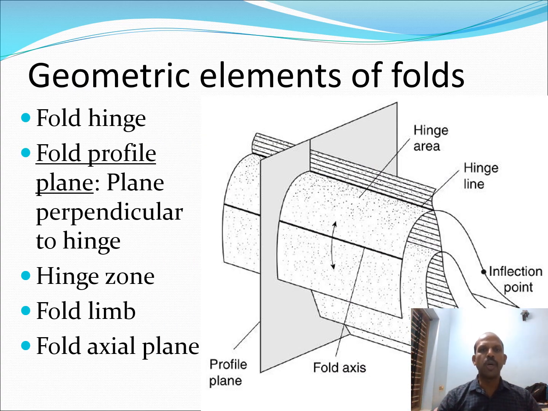So with this, the geometric elements of fold: you have got a few geometric elements: fold hinge, then fold plane, hinge zone, fold limb, fold axial plane. Here you can see the profile plane which divides the limbs into two equal parts. Then the fold axis, which runs along the limb. So you have got two limbs, one limb, and this is another limb. So hinge is the topmost layer, and the whole area is known as hinge area.